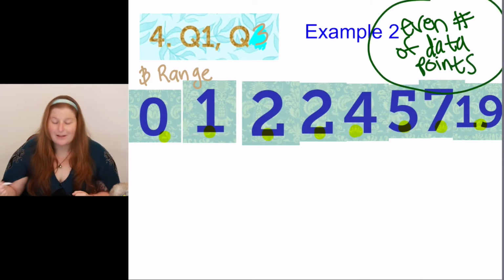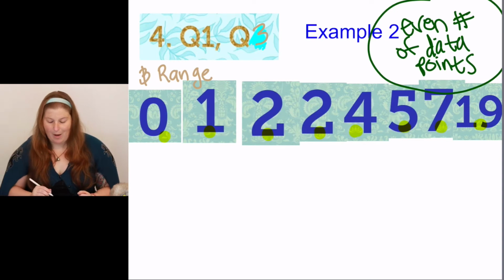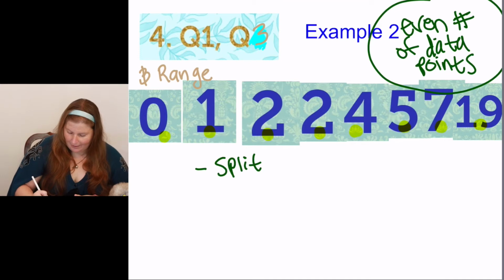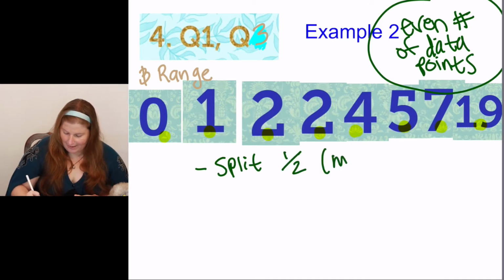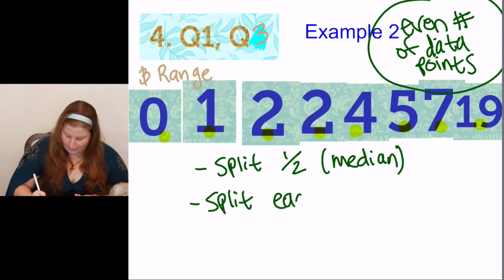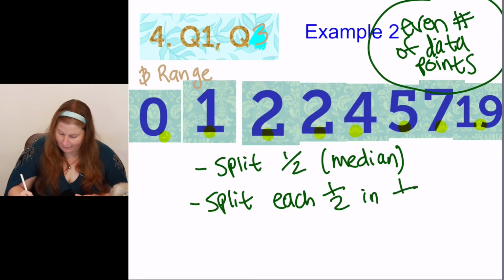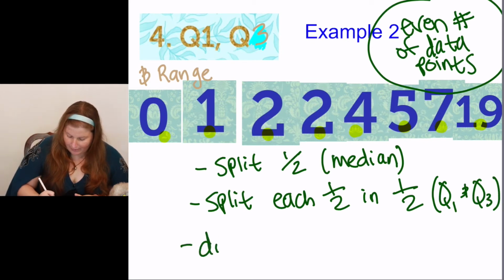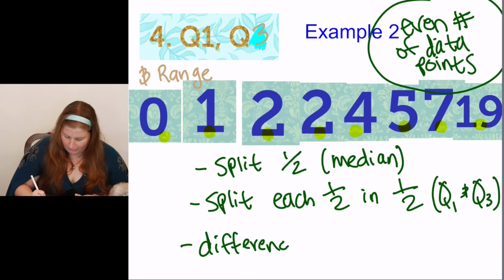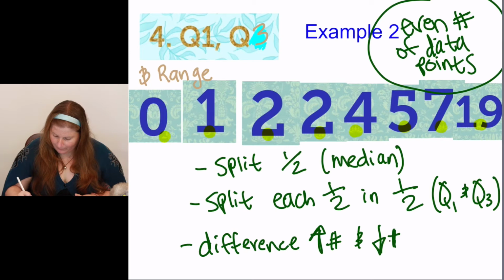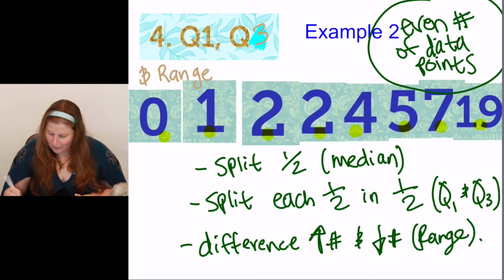So your answer is going to be a little bit different. I still want you to try this problem on your own. What you're going to do is split the data in half to find the median, and then split each half in half to find Q1 and Q3. And then the last thing that you're going to do is find the difference between the highest number and the lowest number, and that is going to be your range.